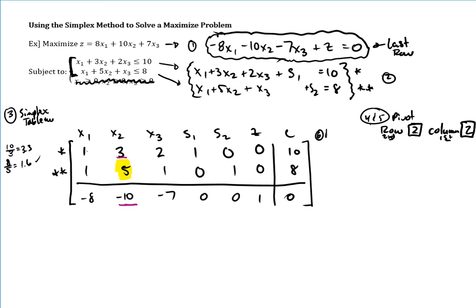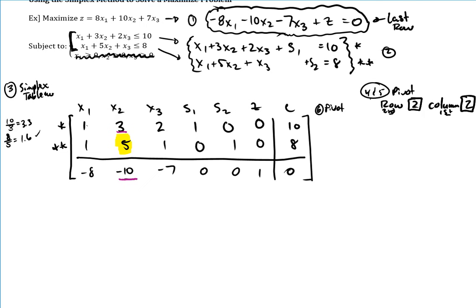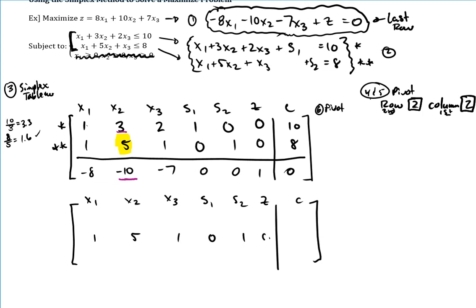Okay, so 6, I'm just going to mark here, is the pivoting. When we pivot, I like to just go ahead and write it out right below it. I like to just have it set up blank still, get everything ready. And then the actual row that we're pivoting, so row 2, stays exactly the same. So let's write 1, 5, 1, 0, 1, 0, 8 there in the middle.